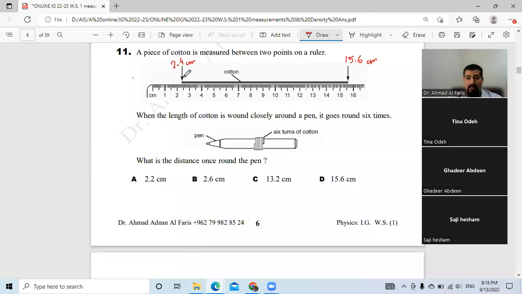That's why there is something called zero error. To what? To 15.6. Habiba, put yourself on mute.